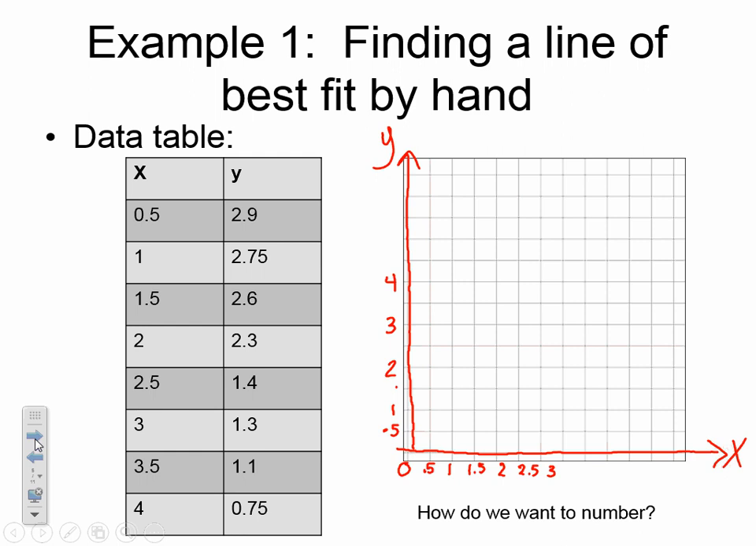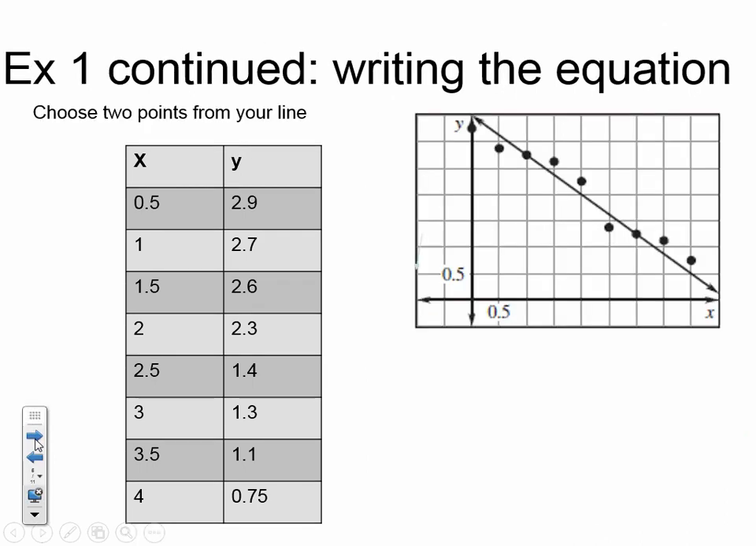So if I was going to plot 0.5, 2.9, that'd be a little bit below 3. Then 1, 2.75; 1.5, 2.6; 2, 2.3; 2.5, 1.4; 3, 1.3; 3.5, 1.1; and 4, 0.75. You can see that those don't make a complete straight line, and that's normal. That's real data. So this is what we have.